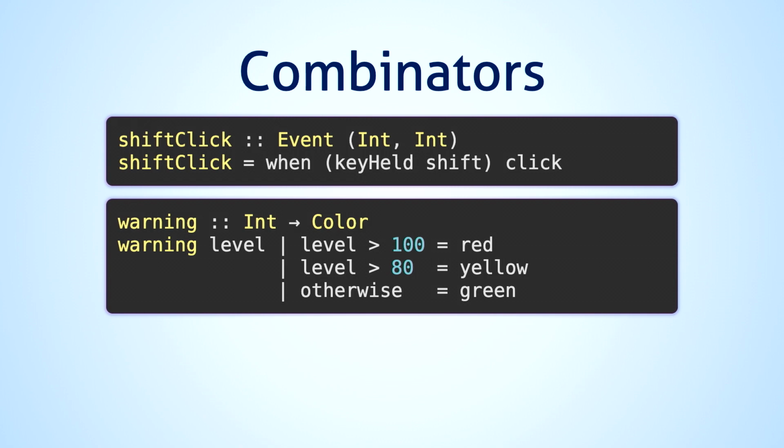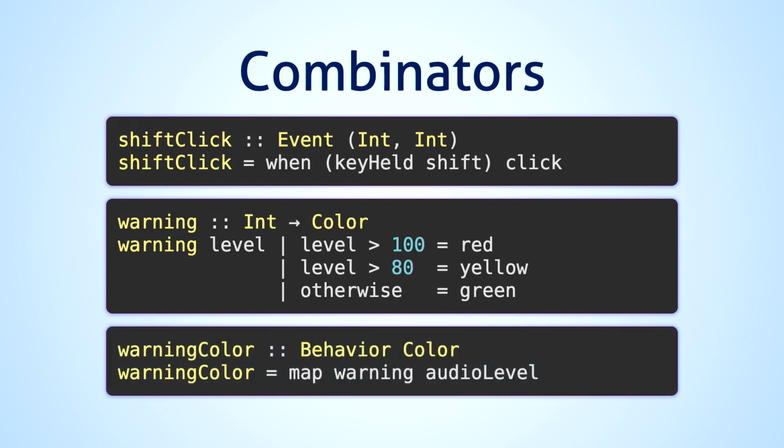So how do we go from this function to having a behavior that tells us what color we should display to the user? Well, all we do is we take the audio level and we map the warning function over it. And this is a simple thing, and it comes up over and over in functional programming, in the form of functors specifically. And in the case of FRP, being able to go from the raw inputs to these more semantically meaningful values is incredibly powerful.